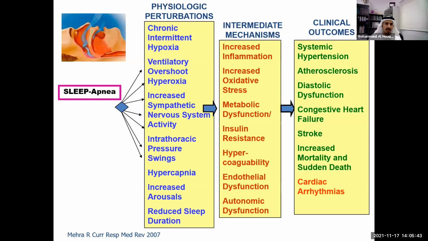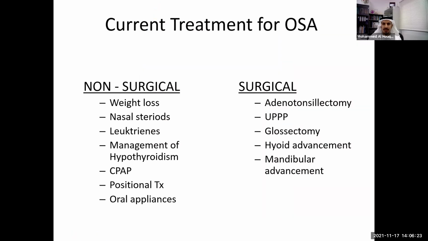Now, why do we really care about obstructive sleep apnea? Because all that we talked about, the physiological consequences of obstructive sleep apnea, can lead to very bad clinical outcomes, mainly cardiovascular complications like systemic hypertension, atherosclerosis, congestive heart failure, and stroke. There's an increased chance of cardiac arrhythmia and increased mortality and sudden death as a result of a severe degree of obstructive sleep apnea.